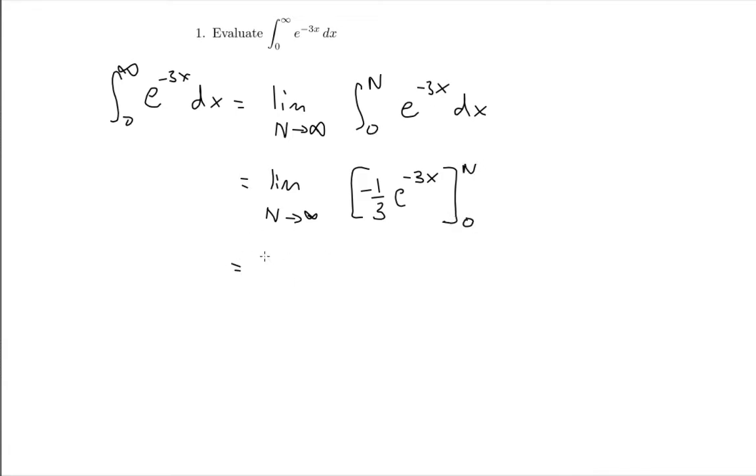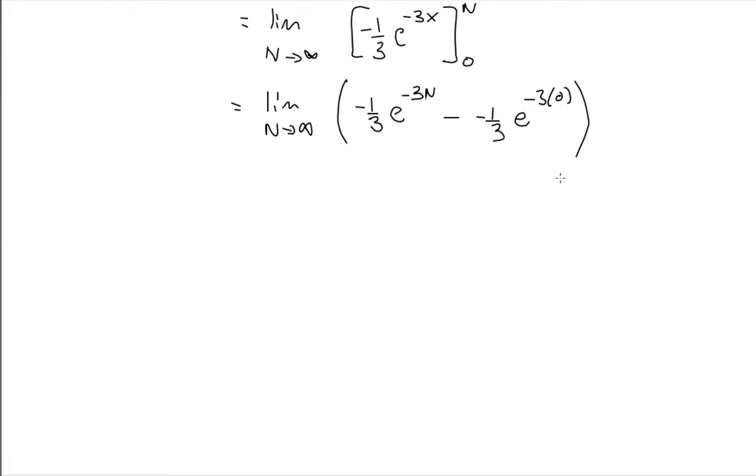Okay, so we've calculated that definite integral. We're still just going to have this n to infinity limit, and we're going to leave it on the outside, and now we're actually going to finish calculating what this definite integral is. So we're going to sub in the n. We have negative 1/3 e to the negative 3n minus what we get when we sub in 0, which is negative 1/3 e to the negative 3 times 0.